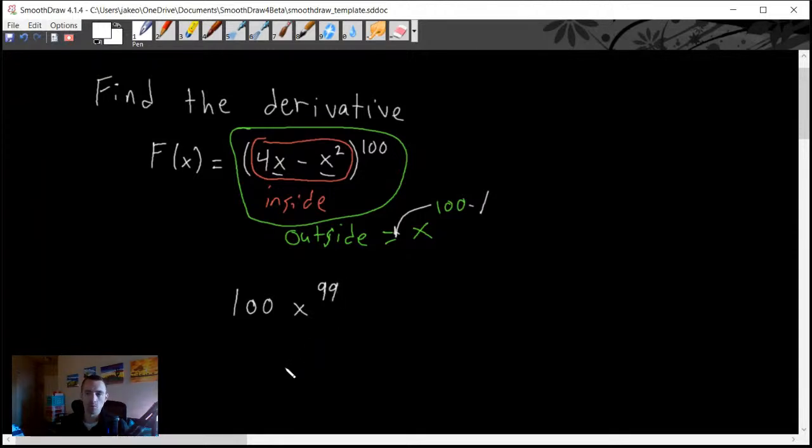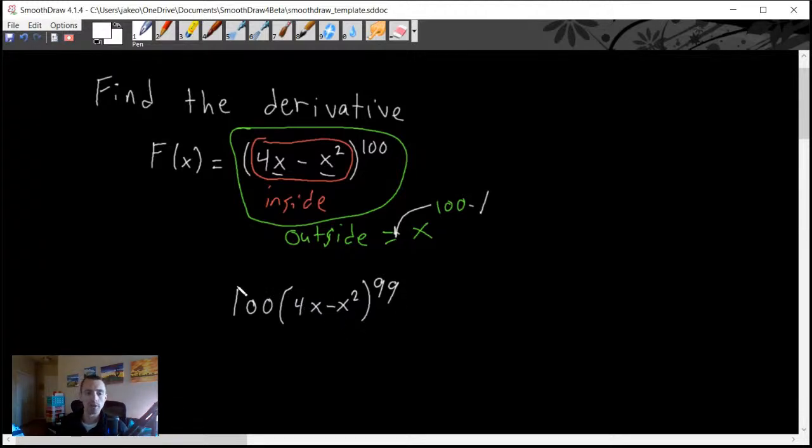However, since we want to take the derivative of the outside function and leave the inside function alone, we now need to go back here and replace our x with our inside function. So let's go ahead and do that. So instead of writing 100x to the 99th power, we have to write 100 times (4x minus x squared) to the 99th power. So we've taken the derivative of our outside function. We've dealt with that 100th power part, taken the derivative there, and left our inside function alone. We've left our inside function as 4x minus x squared.